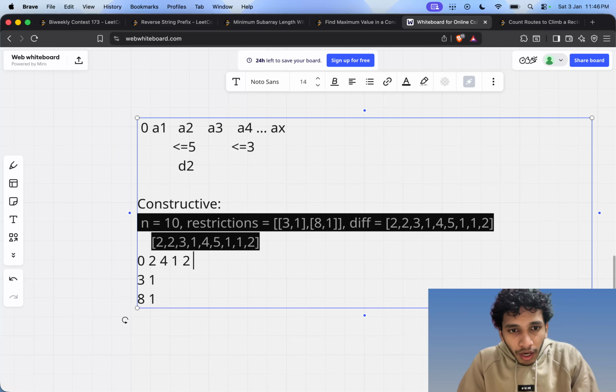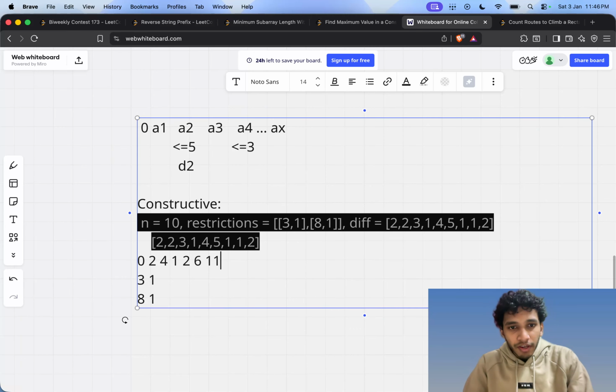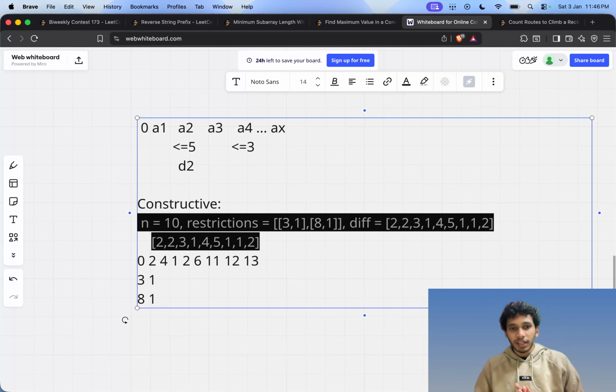4. Okay. And 5th index, what is the restriction? 4. So it is 6. We want to maximize the value. At 6th index, it is 11 because 6 plus 5 is equal to 11. At 7th index, it is 12. At 8th index, it is 13. Alright, I am just adding the difference.